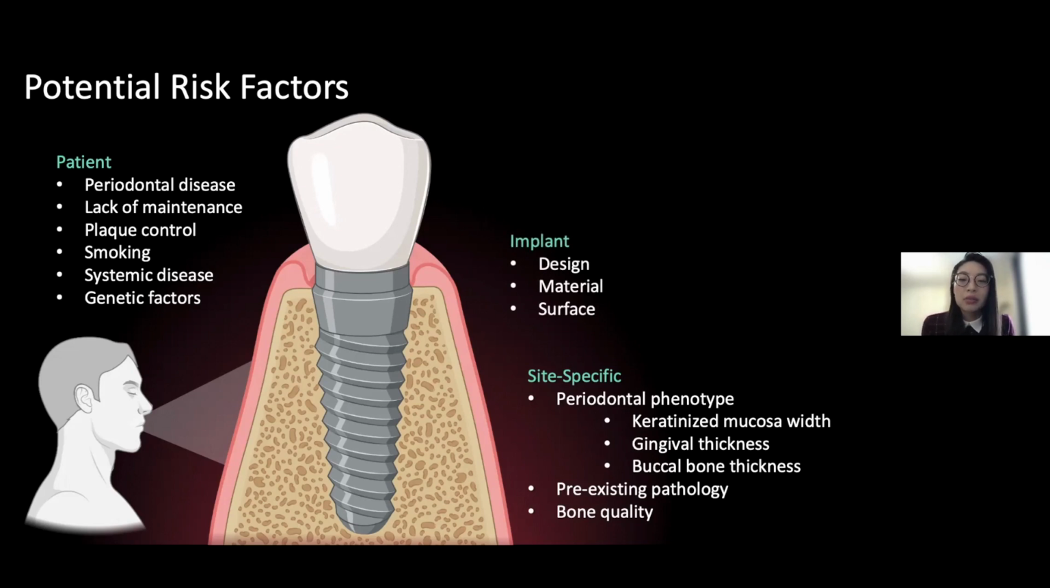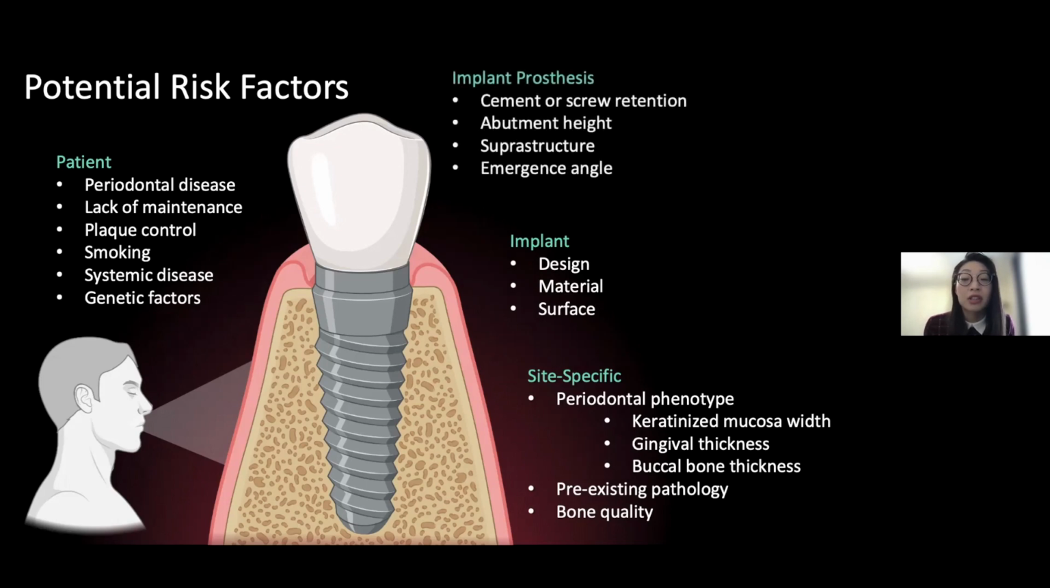And then there's also implant-related factors such as the implant design, the implant material. Maybe you have ultra hydrophilic surfaces such as the SLA active surface. And then, you can consider the material in terms of how you maintain the implant. And I'm going to come back to that in iatrogenic factors. And then also the implant prosthesis. You have to think about, is it cement or screw retained?